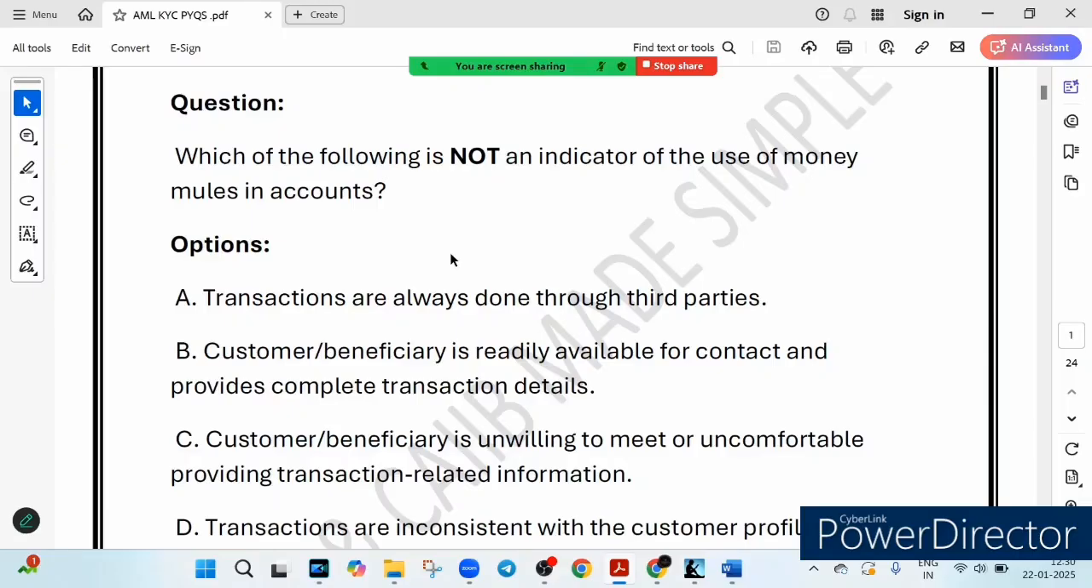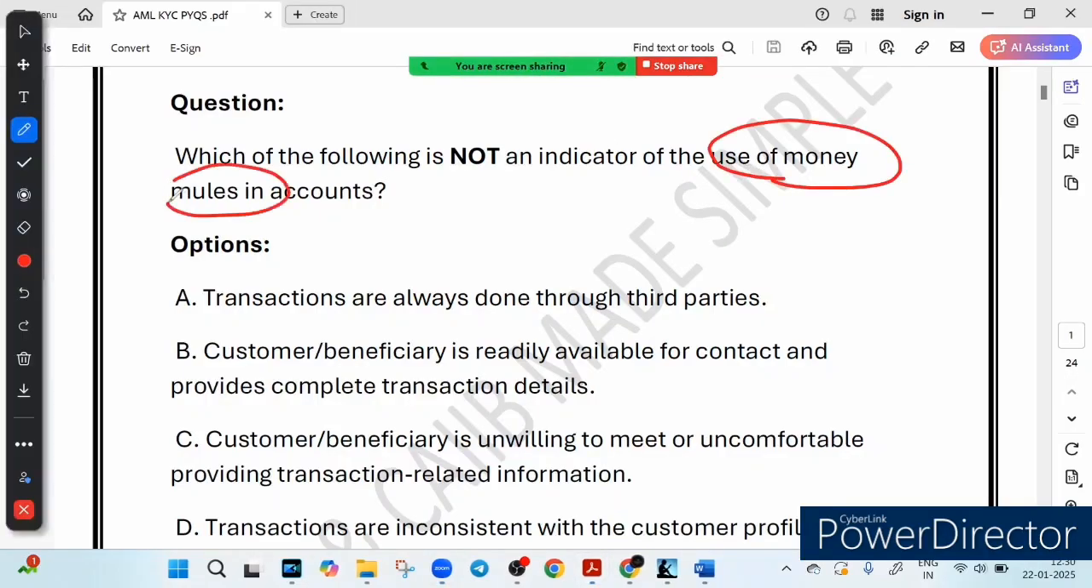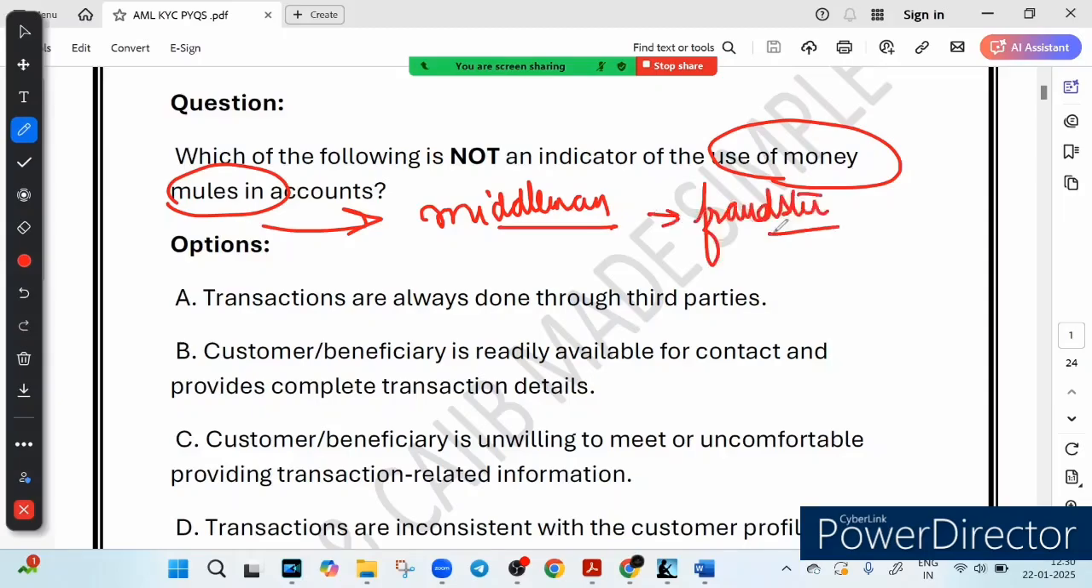Before we get into the options, let's break it down. Do you know what a money mule is? A money mule is like a middleman used by fraudsters to transfer stolen money. It is used by fraudsters to transfer stolen money.